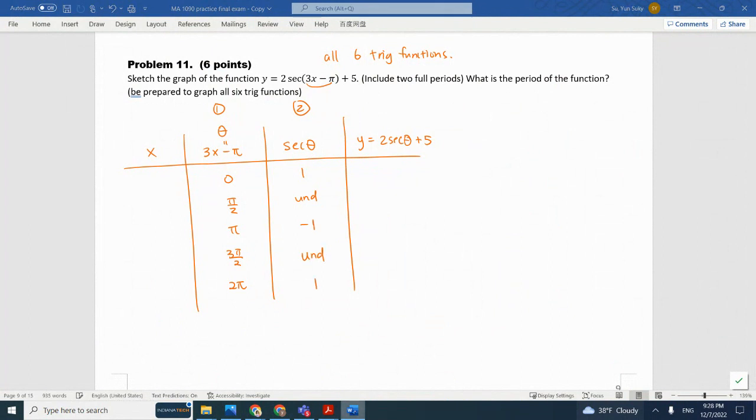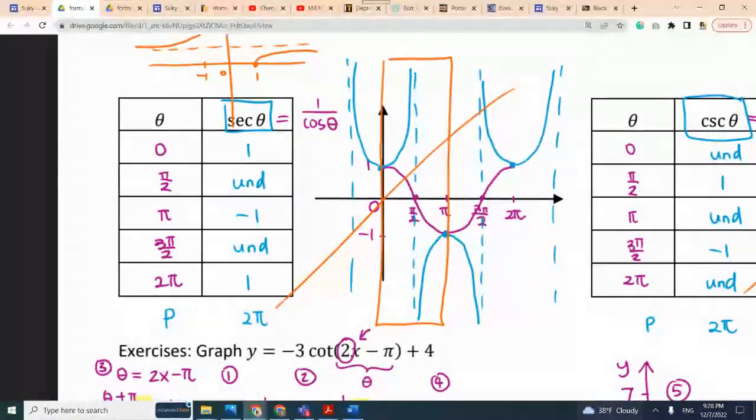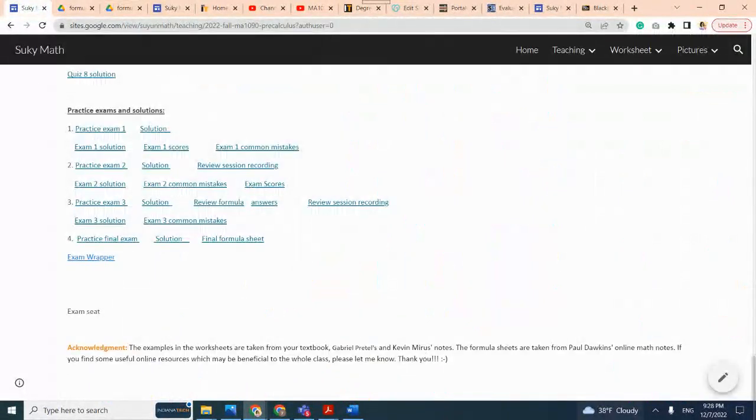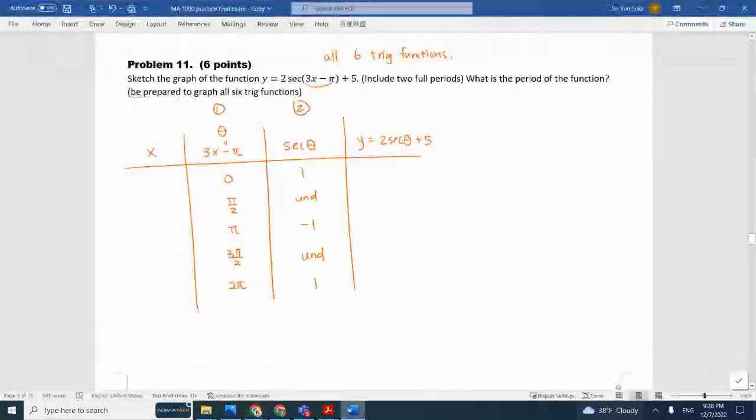Okay. And if you have trouble memorizing these, check out the recording. There's one lecture where I taught you the tips to memorize those. Okay, and then the third step, figure out the x. So we know theta equals 3x minus pi, and then we add pi on both sides. 3x is theta plus pi, divided by 3 on both sides. So we have x is (theta plus pi) over 3.